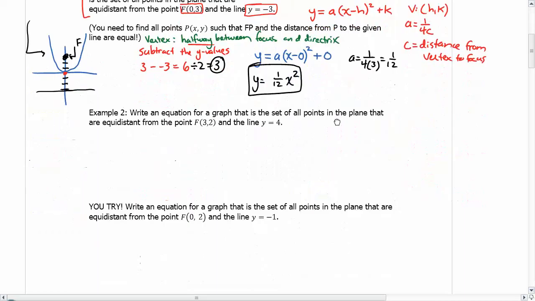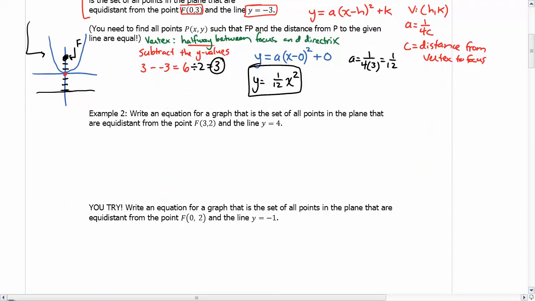Okay, let's look at one that's a little bit different. Finally we're going to get one where the vertex is not right at the origin. This is a slightly more realistic example for what you might expect to see later. Still easiest to start off by graphing it. Write an equation for the graph that's the set of all points in the plane that are equidistant from the point F, which is your focus.